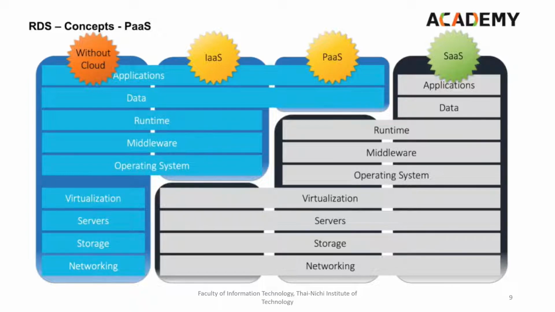We may ask, since we are even configuring the software during the process, why don't we say that it is SaaS? Because in SaaS we have everything done already. We don't need to configure, and we don't need to choose anything. But here we are choosing the software. So that's why RDS comes under the category of platform as a service.